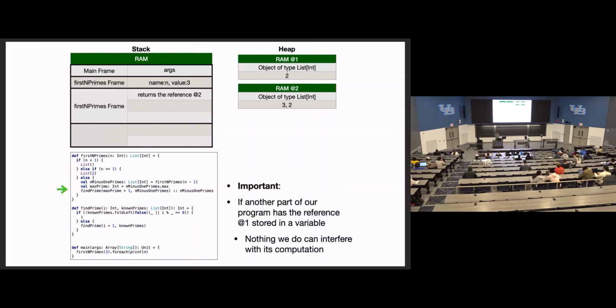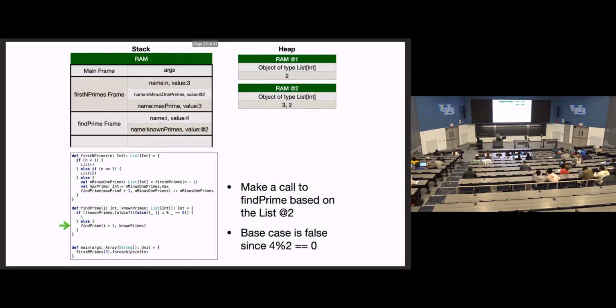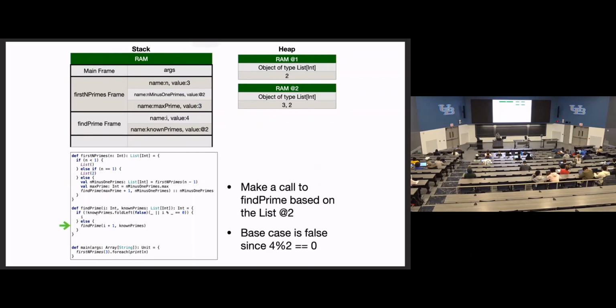And now this list will never change. This list will never change either. So any part of our program that has a reference to either of these lists will never be interfered with. We're never going to be able to change that data and mess up some other code that we're not currently working with. So now we're going to return that at 2. Max prime is going to be 3. We're going to make our recursive calls here.